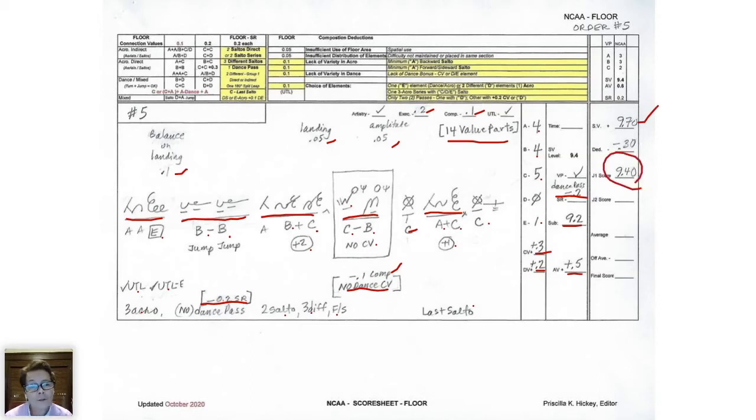Now, if you gave the dance pass a CD combination, or a CC, excuse me, a CC, then we would differ in our start value, which is allowable. And as long as we were within range, then we would not have to conference.